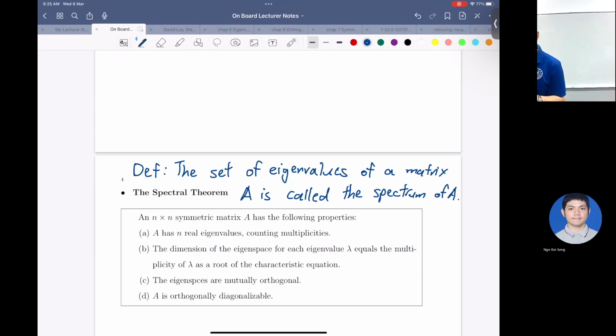The spectral theorem has the following statement. If you start with a symmetric matrix, you will have n real eigenvalues, adding up the multiplicities. The dimension of the eigenspace for each lambda is equal to the algebraic multiplicity, so the geometric multiplicity and algebraic multiplicity are the same for symmetric matrices. That means you can diagonalize it. Moreover, it is orthogonally diagonalizable, and the eigenspaces are mutually orthogonal. This is a nice thing about symmetric matrices: they are always diagonalizable.